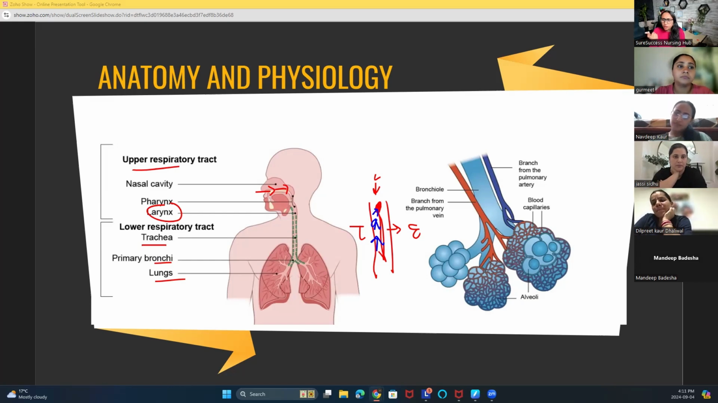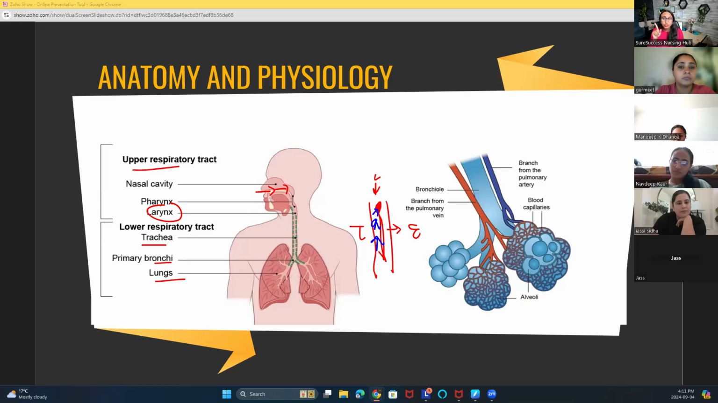Now I wanted to tell you, because we will be learning tracheostomy today. What is tracheostomy? An opening in the trachea. Are we doing something in the larynx? No. So do you think the patient can speak or not? They can speak, because they still have the larynx. How? We will learn it in a later class.